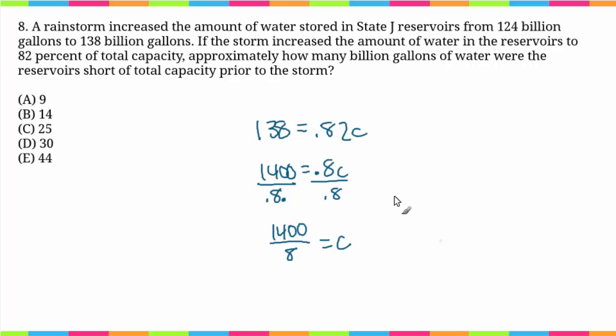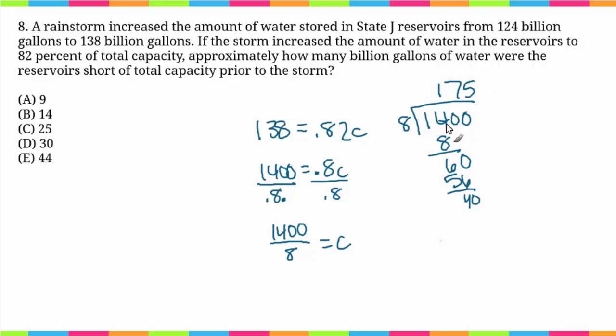So now going back here, we have C is equal to 1400 divided by 8. Oops, so let's go ahead and figure what that is. Divided by 8, you get 1, 8, subtract, you get 6, bring down a 0, 7, 56, subtract, 4, 0, and 5. Okay, so we have 175. So now it's important to remind ourselves what this is. That's the total capacity. So now going back to what the question actually asks us, it says how many billion gallons of water were the reservoirs short of total capacity?